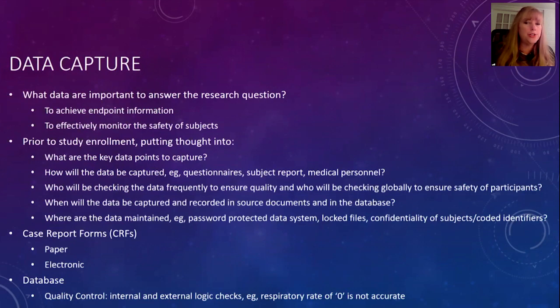Then, when data entry should occur should be outlined, such as it will be done within X number of days after a particular visit, depending on how the visits are structured. Remember, it is also important to consider if the data should be inputted sooner rather than later, especially if this is a first-in-human study, and you want to make sure that data is entered quickly so that you can detect any early problems either within the database or the conduct of the study itself.